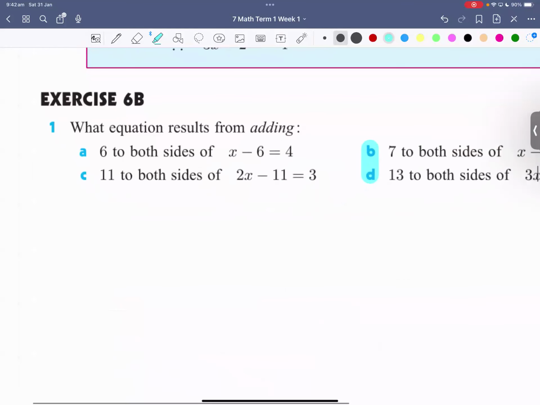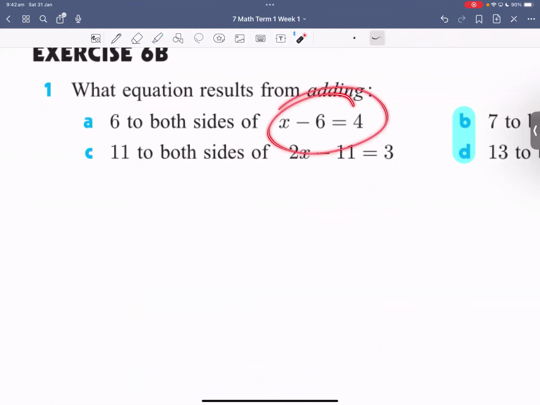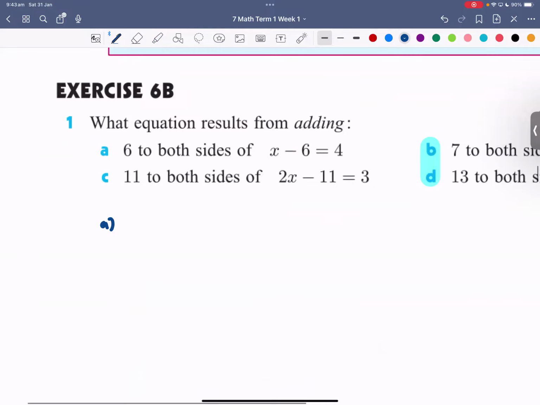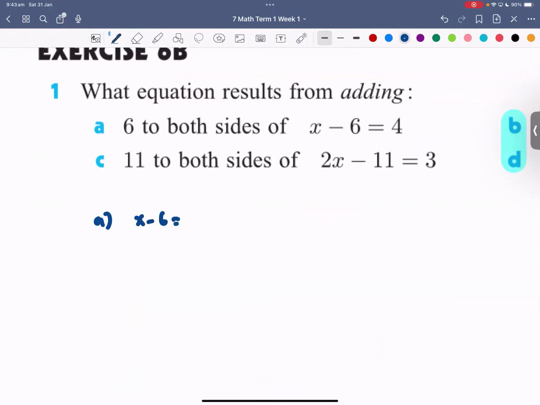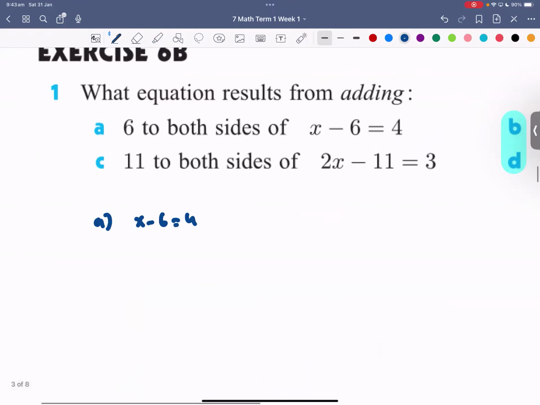All right. What equation results from adding 6 to both sides of this? They're not asking you to solve it, guys. Read the question. They are not asking us to solve the equation. They're just asking you what happens if you add 6 to both sides. So if x take 6 equals 4, I'm going to add 6 to the left, and I'm going to add 6 to the right. What does that become effectively, guys, if I do that? X equals 10. All right, that's what happens if you add 6 to both sides.